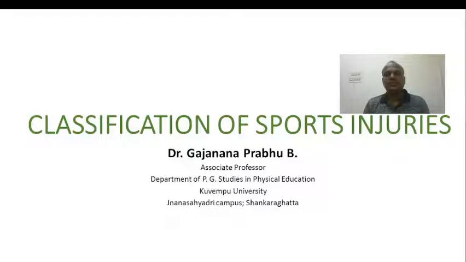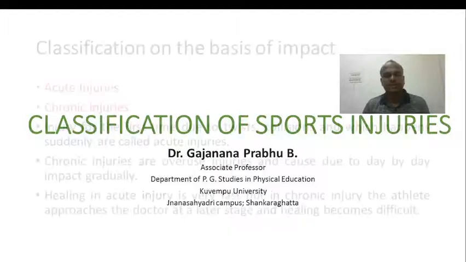The classification of sports injuries is an important topic in sports medicine to understand and classify sports injuries. Based on this classification, proper management can be taken and proper treatment can be suggested. So, let us now understand the different types of injuries classified under different heads.